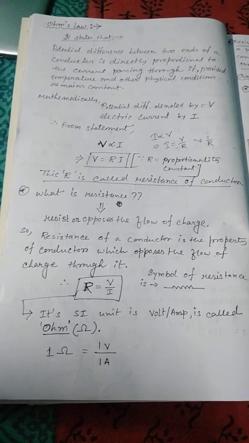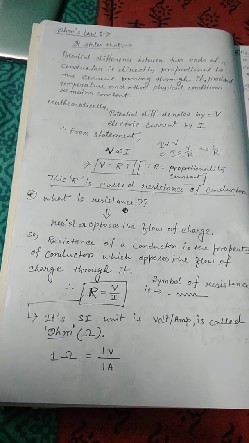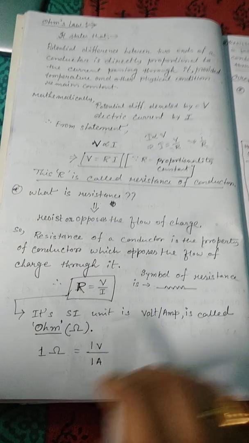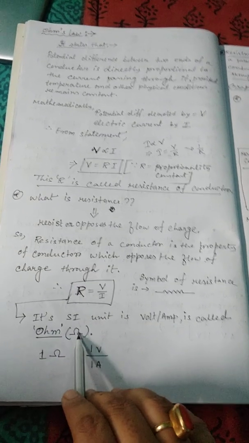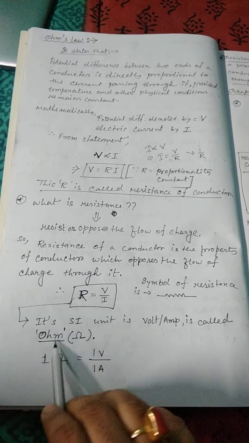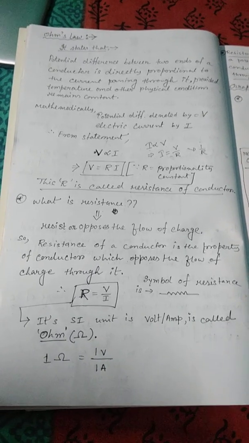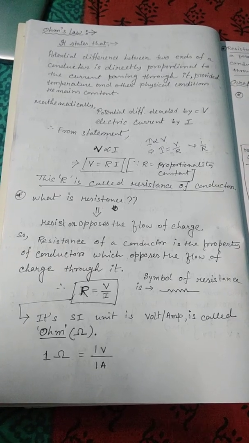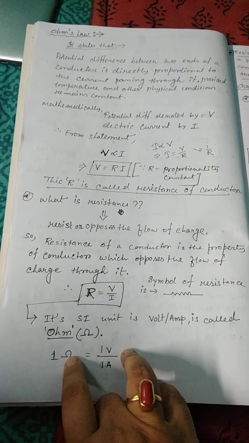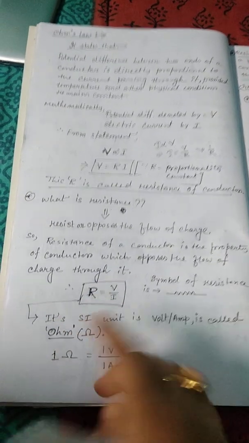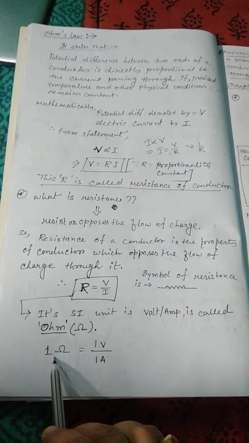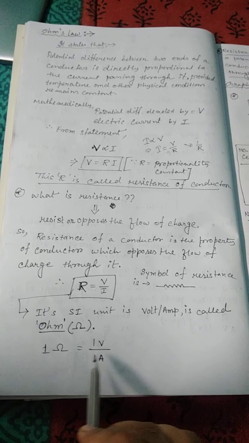Because the scientist Ohm discovered this law, in one word, volt per ampere is called Ohm, and it is denoted in this way. When we solve any numerical, at that time when we write the unit of resistance, we use this symbol. This symbol means Ohm, and it represents the resistance. So from this expression we can write 1 ohm equals 1 volt by 1 ampere.